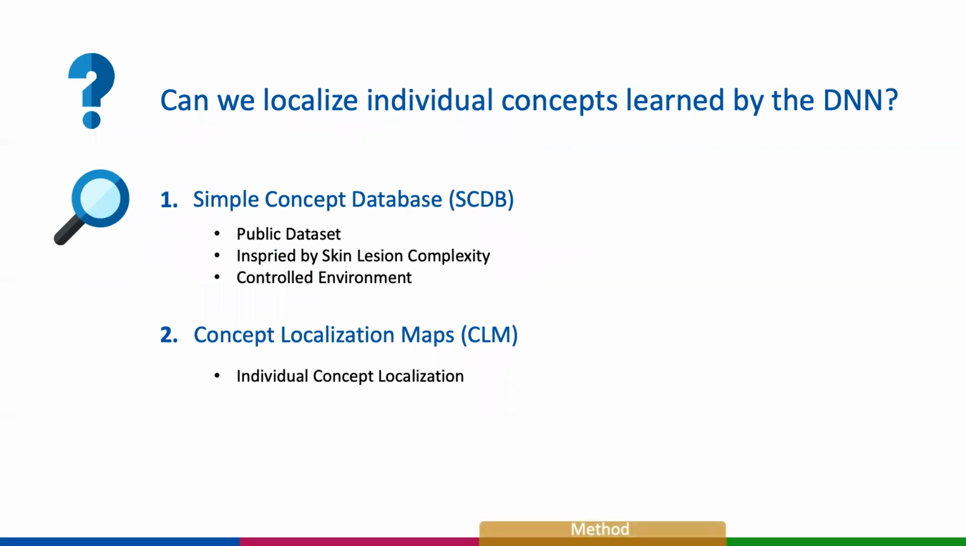In our work, we started with asking the question whether it is possible to localize individual human-defined concepts that have been learned by the DNN and identified through the TCAV method. Therefore, we first wanted to tackle the problem of high dataset complexity in medical problems, as working with a medical dataset would again lead to ambiguity.